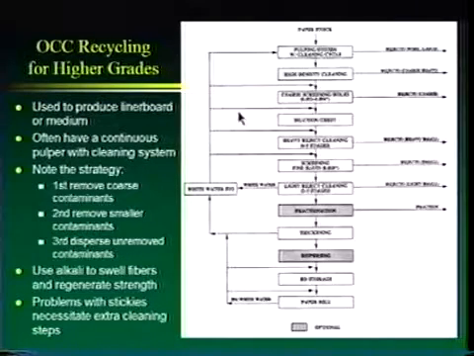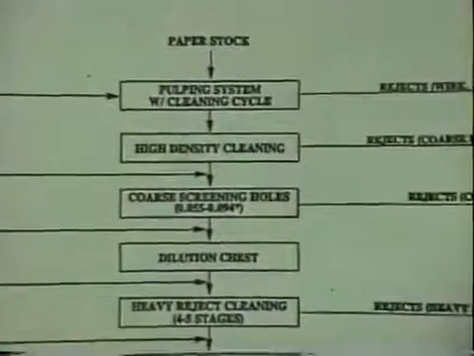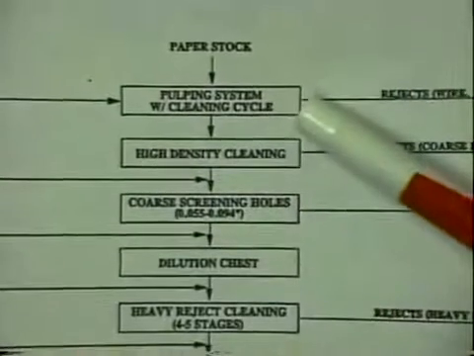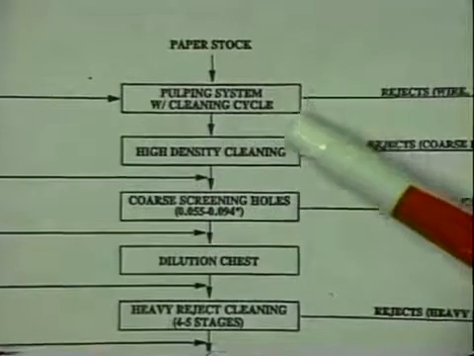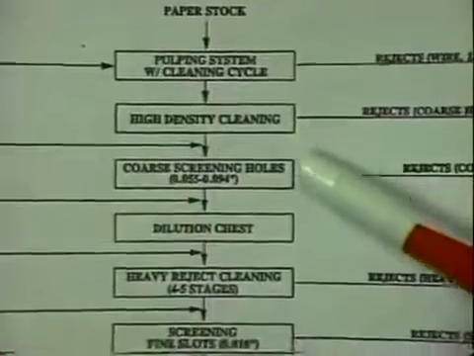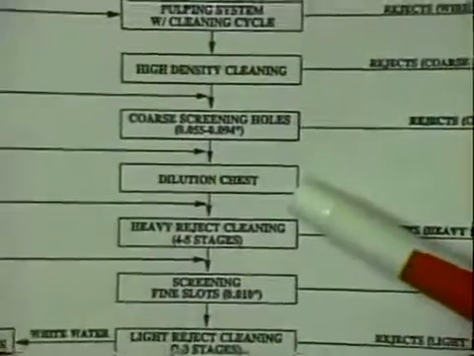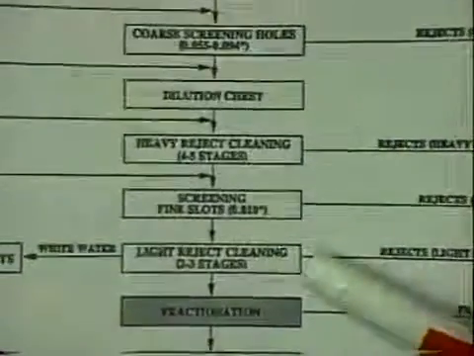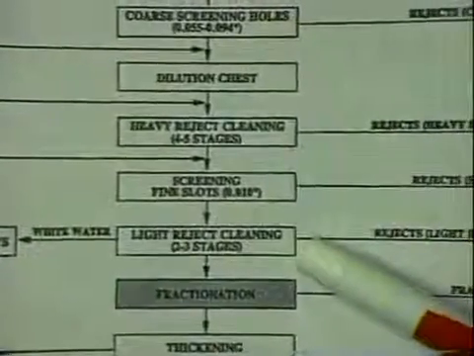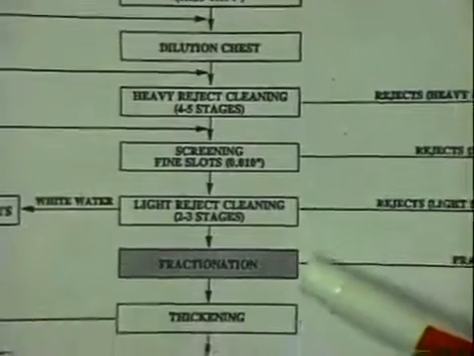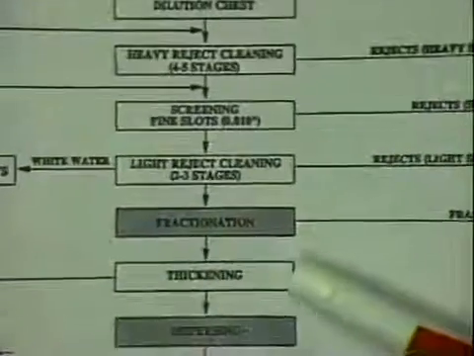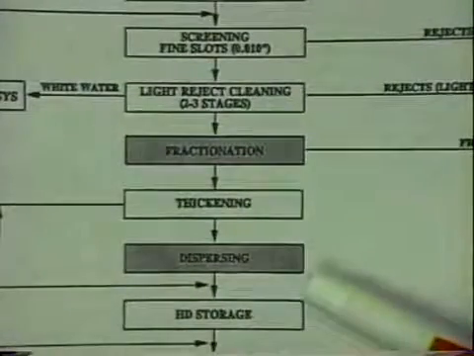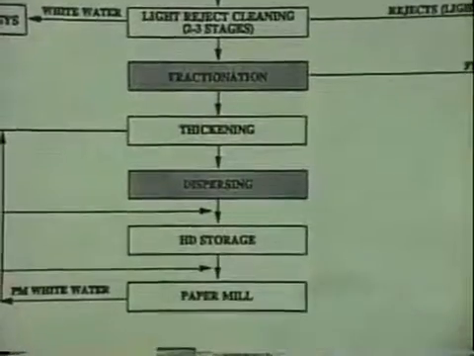So here on our projector, we'll have our paper stock coming in. We'll pulp with a pulping system, usually low consistency continuous, high density cleaning, coarse screening, dilute. Then we're going to do some cleaning at a lower consistency, screening, light rejects to remove wax and other materials. Then we may do fractionation. I'll talk about that better on the next slide. Thickening, dispersing. So fractionation and dispersion are optional. High density storage, and then off to the paper mill.